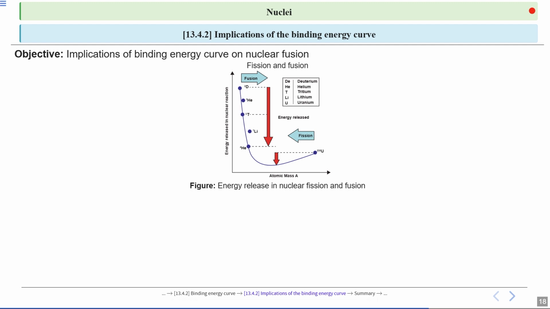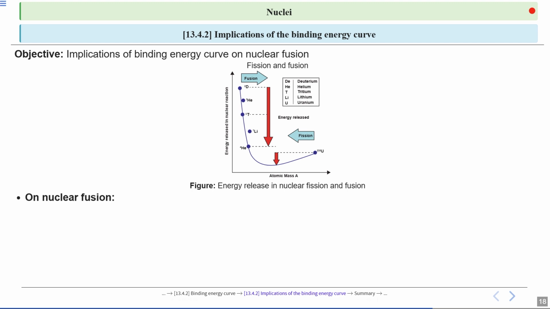And you can see that for atoms like deuterium, helium-3 and tritium, the energy released in nuclear reaction is very high. That means their binding energy per nucleon is low. Also for fission, uranium-238 is unstable, but the energy released during its nuclear reaction is less than the energy released in nuclear reactions of these deuterium, helium-3 and tritium atoms, because energy released in the fusion process is much greater than the energy released in the fission process.